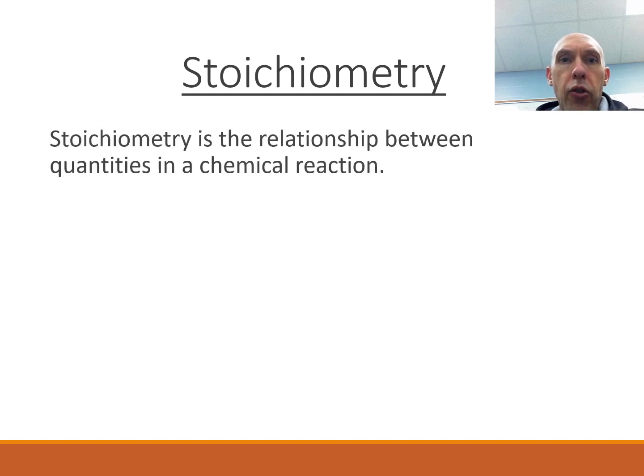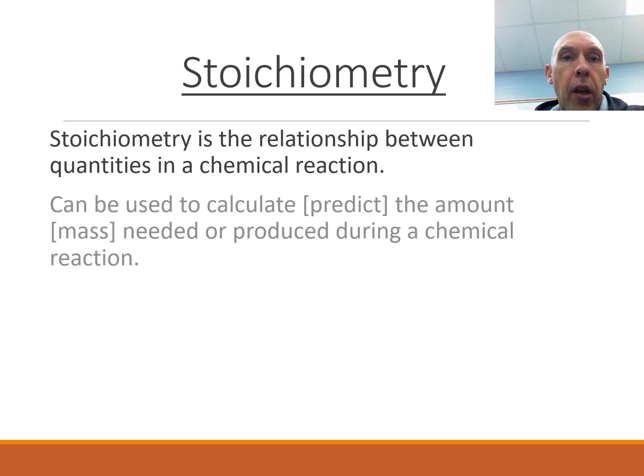Today's lesson is the first of two looking at section 7.1, called stoichiometry. Stoichiometry is the relationship between quantities in chemical reactions. Historically, it referred specifically to masses, but now it refers to basically any chemical quantity that we're looking at. It can be used to calculate, in other words predict, the amount, frequently masses, needed to cause or that we will produce during a chemical reaction.